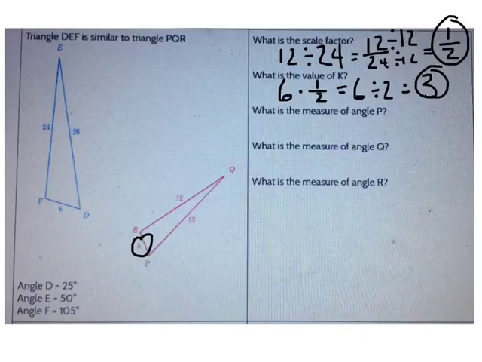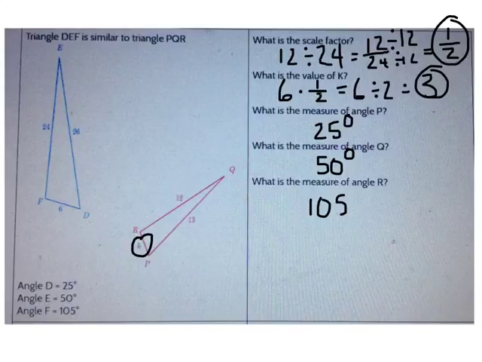What's the measure of angle P? Well, angle P corresponds to angle D. So, angle P must equal 25 degrees. What's the measure of angle E? Angle E corresponds to angle Q. So, angle Q must measure 50 degrees. What's the measure of angle R? Angle R corresponds to angle F, so it must measure 105 degrees.